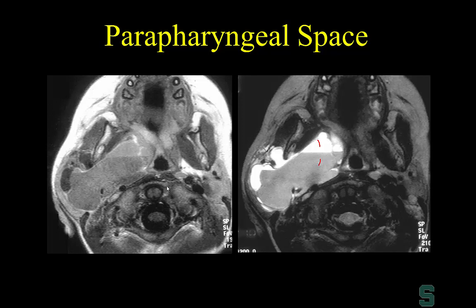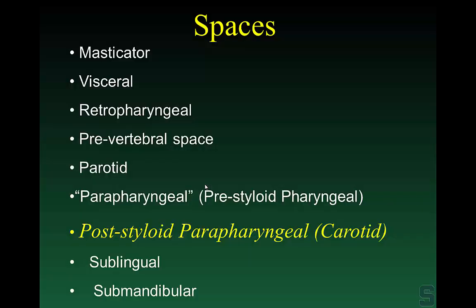But the key thing here is, how do we know that this is involving the parapharyngeal space? Well, the reason is that if we look at the carotid artery here, the carotid artery is displaced inferiorly. If the carotid artery is displaced inferiorly, then we know it's in the parapharyngeal space. We'll see later what happens if the carotid artery is displaced anteriorly, because anterior displacement tells us it's in a different space, and we're in a completely different differential diagnosis.